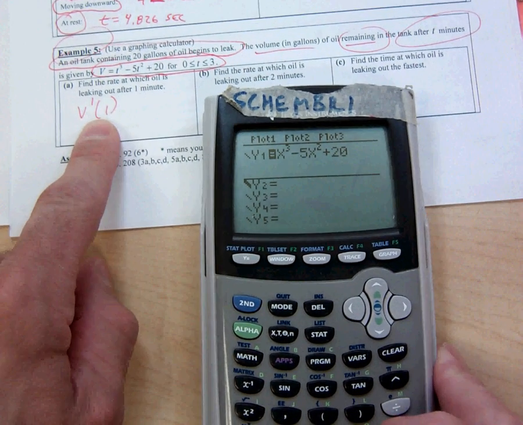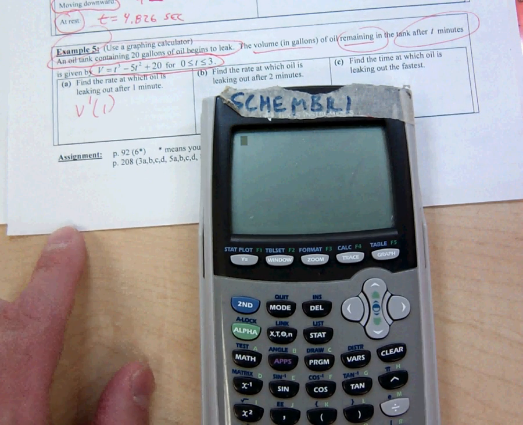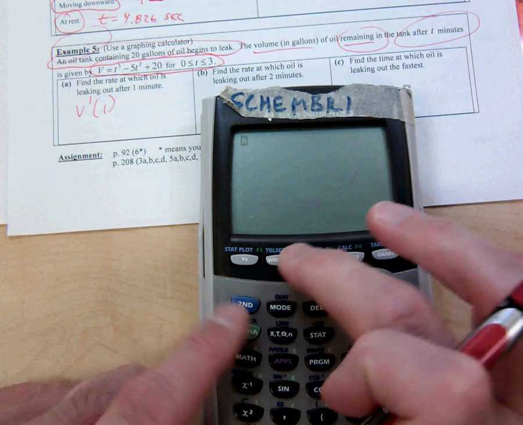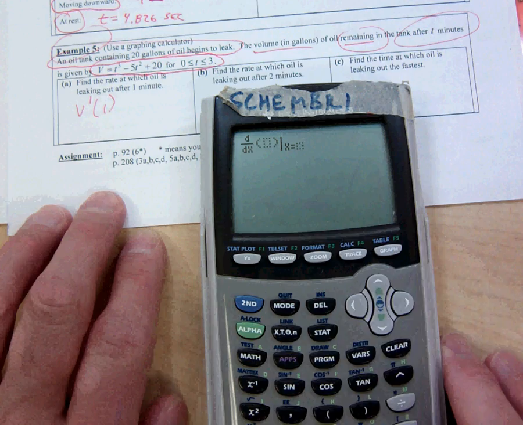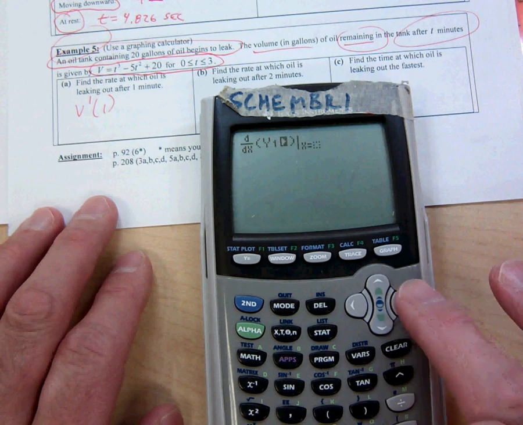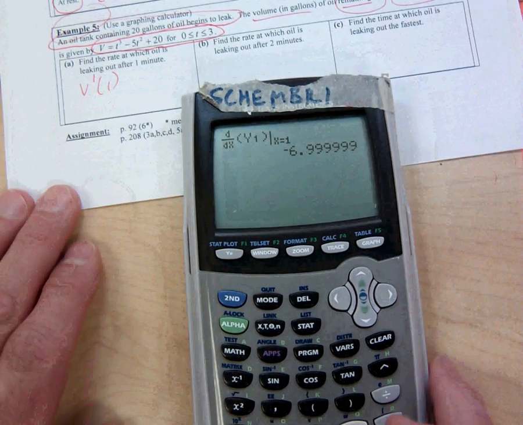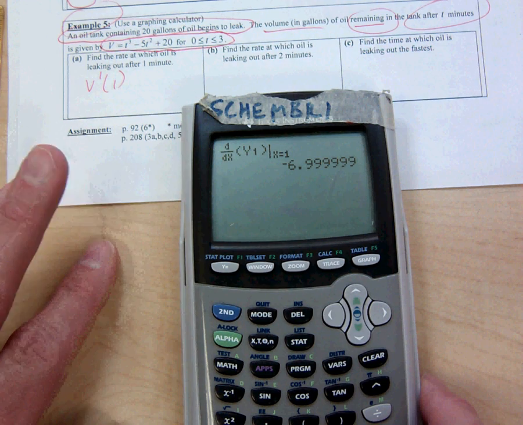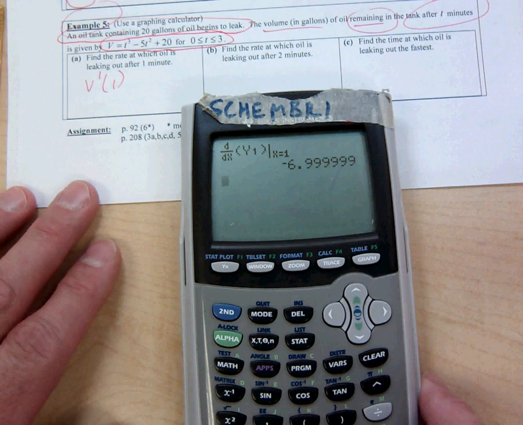Yes? Okay, so get out of there by hitting second quit. Clear all that junk out if you want. And again, where's the derivative? Alpha what? Window. And deriv. Okay, fill in the blanks. X. Put y1 here. And put 1 here. Hit enter. Boom. There it is. So what is that? That's the rate at which what? The oil is leaking out at 1 minute. At time equals 1 minute. Does that make sense?